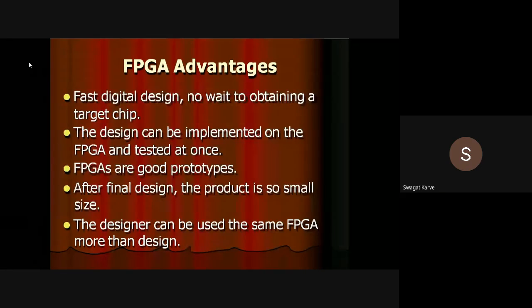Okay, now we will discuss the advantages of FPGAs. What are the advantages of FPGAs? Fast digital design, no wait to obtain a target chip. It offers fast design speed. The design can be implemented on the FPGA and tested at once. By using built-in self-test, boundary scan or the JTAG method, you can test the entire design at once.